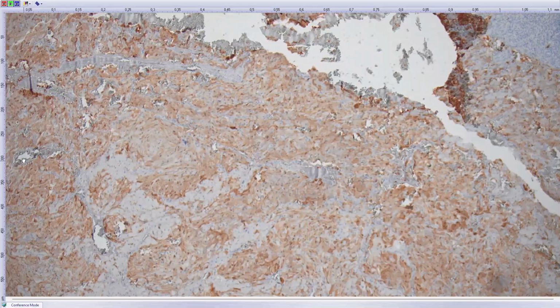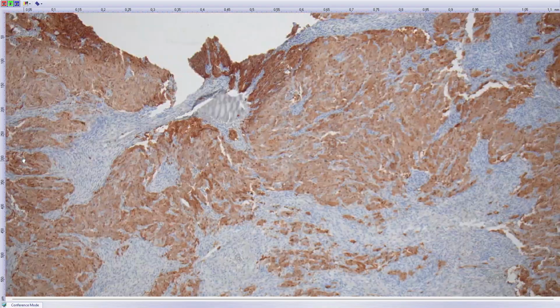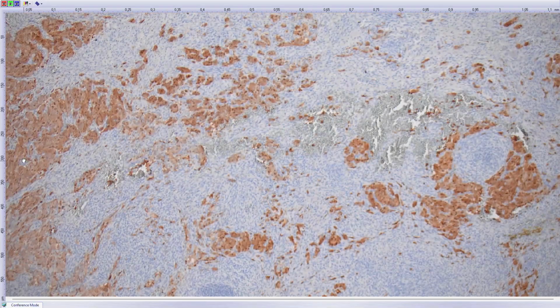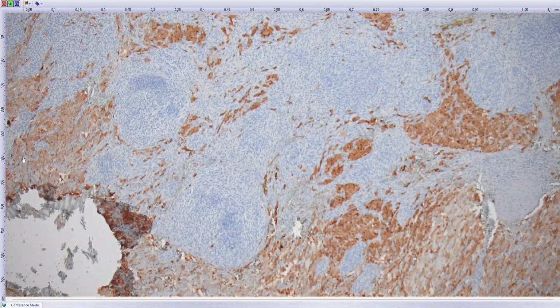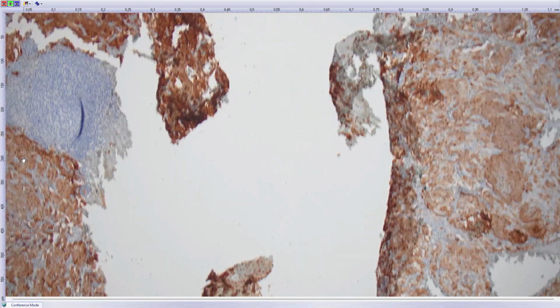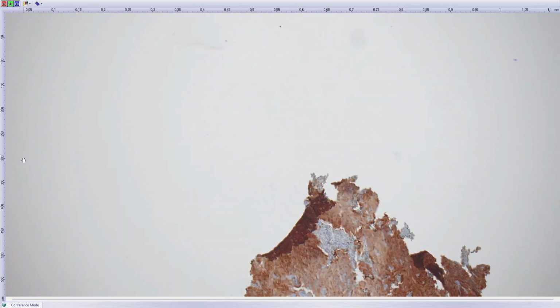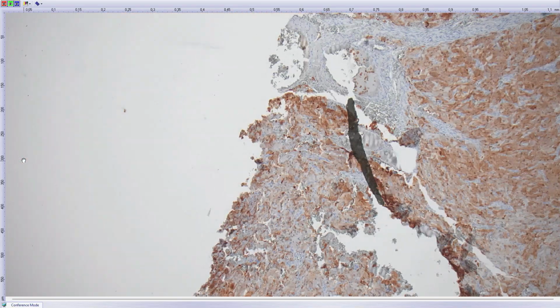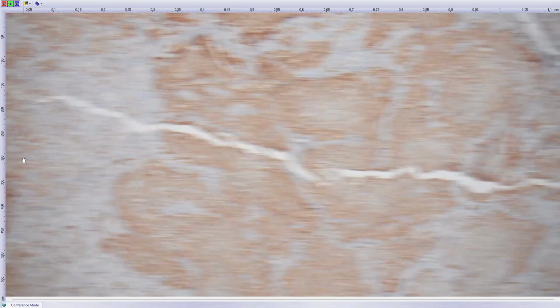When stained with S100 protein staining, you can just notice the two or three components here. The small cell component, which is the sarcoma component, is S100 protein negative. Then most of the component is S100 protein positive. And some smaller areas that are negative as well, yeah, like here.